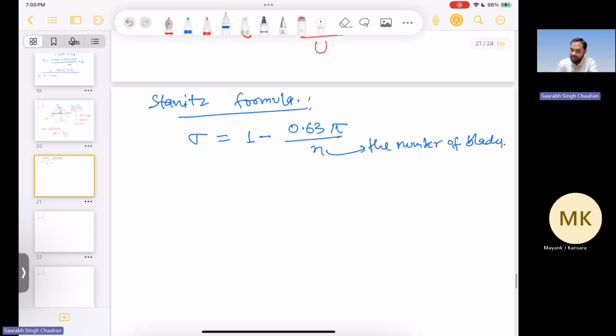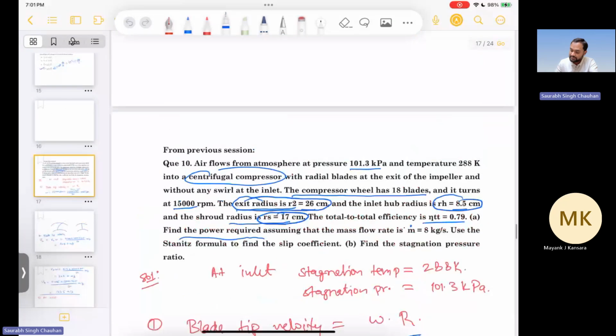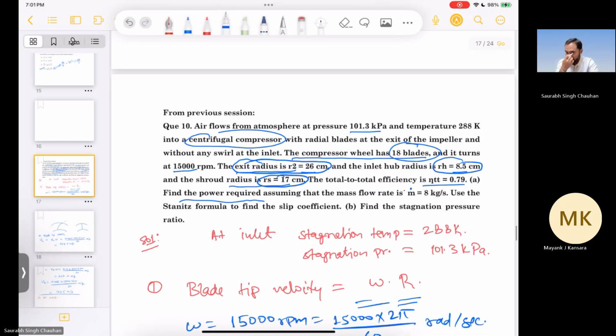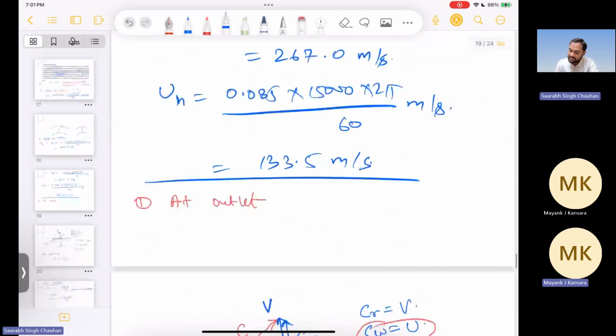So in our case, n is equal to 18. So sigma will be equal to 1 minus 0.63 times pi divided by 18, right? It is given in the question that the compressor has 18 blades. So from here you can calculate sigma.